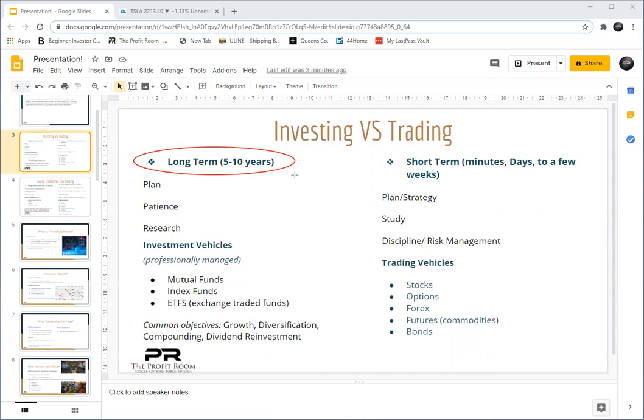And you have to also think about your money sitting there invested in an actual, it could be a stock, it could be a mutual fund or index fund, ETFs, exchange traded funds. Common objectives, well, growth for one, diversification in terms of, let's say you're an investor, but you also have other assets, such as, let's say, real estate, for example. You get into the markets and start investing your money in order to diversify. Compounding, that's your money growing over time.